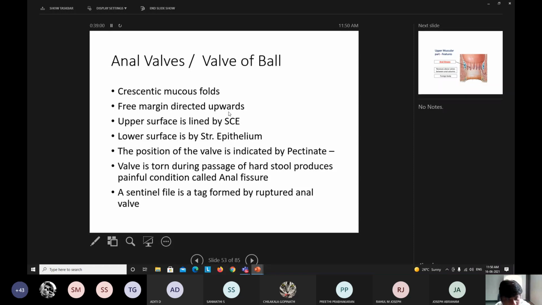Free margin is directed upwards. Upper surface is lined by simple columnar epithelium. Lower surface is lined by stratified epithelium. The position of the valve is indicated by the pectinate line. The valve is torn during passage of hard stool, producing the painful condition called anal fissure. A sentinel pile is a tag formed by the rupture of the anal valve.